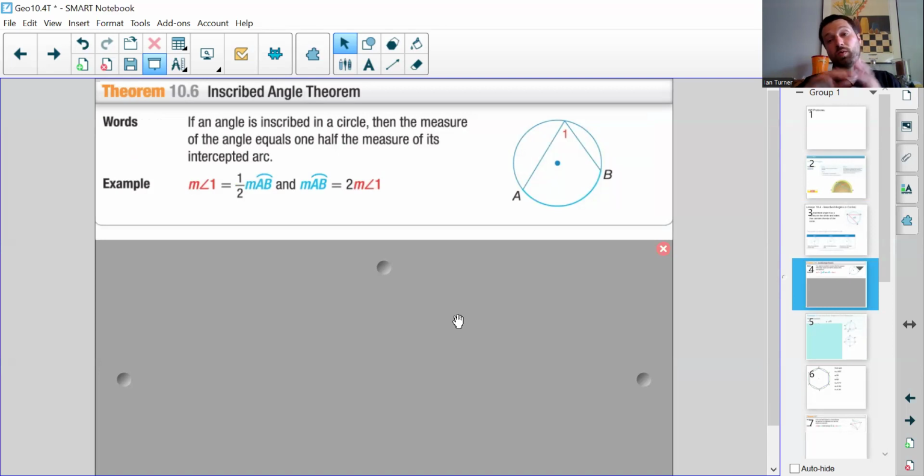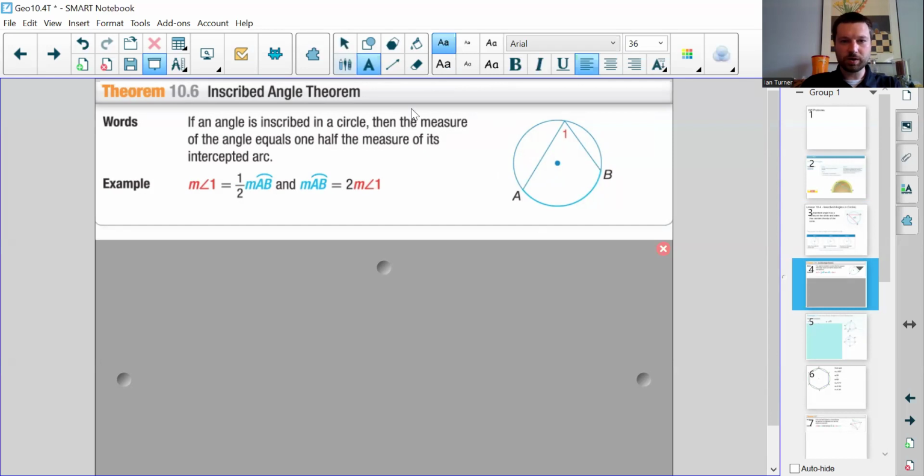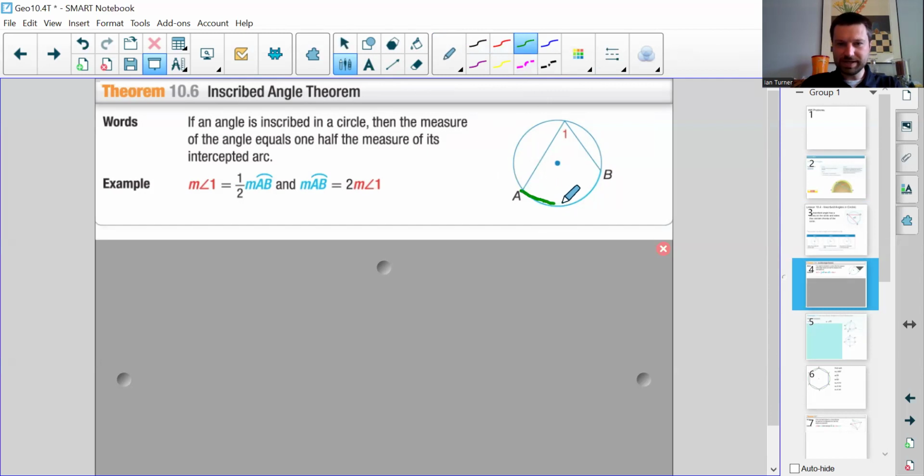All right, this is so important. This is why we're learning inscribed angles, and you're going to keep using this idea throughout the other theorems. If an angle is inscribed in a circle, then the measure of the angle is equal to 1/2 the measure of its intercepted arc. So you're going to take, for example, the arc measure of AB in degrees. Remember, we're not in arc length, arc measure.